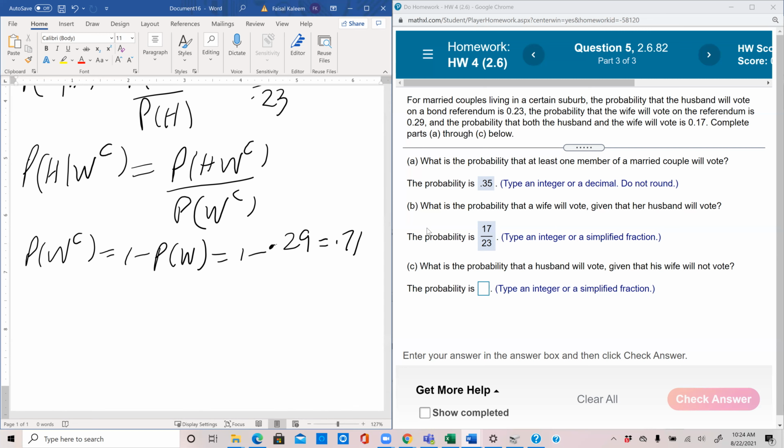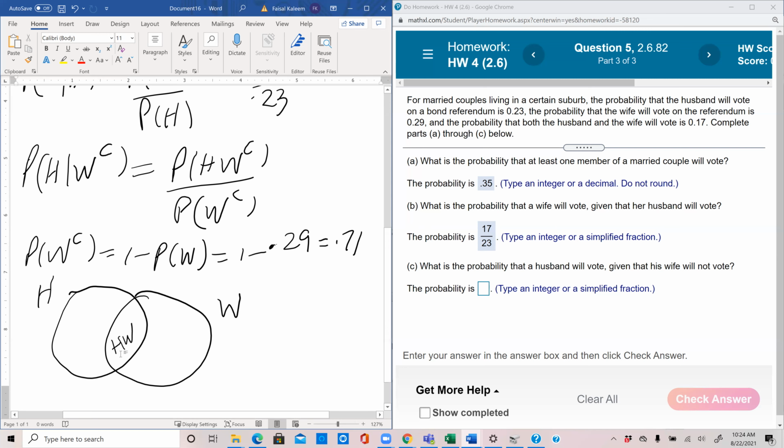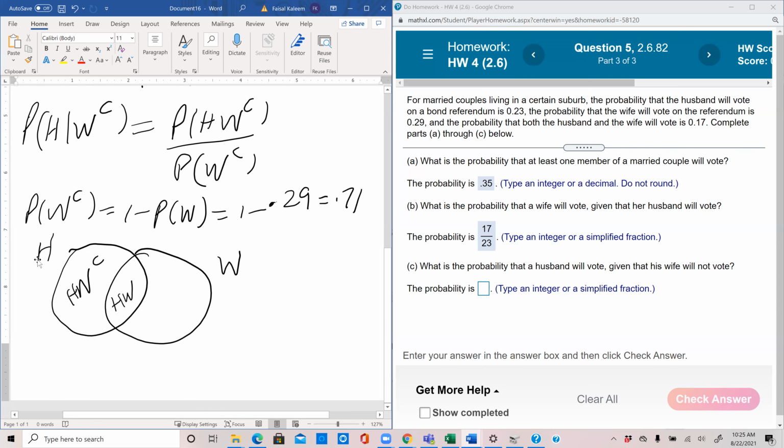Now for the other one, the probability of husband votes and wife not voting, we look at the Venn diagram. Let's say the left circle is for the husband, and the right circle is for the wife. The intersection represents husband and wife both voting. This left part represents the husband voting and the wife not voting, so this is H and wife complement. We can see that H is composed of H and wife complement, and H and wife.